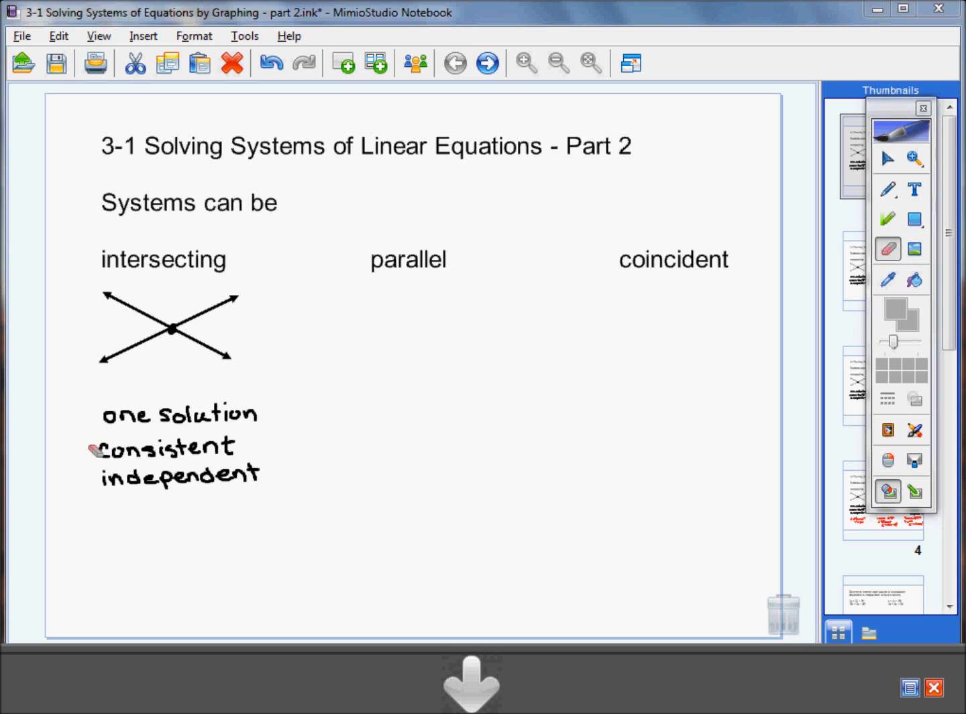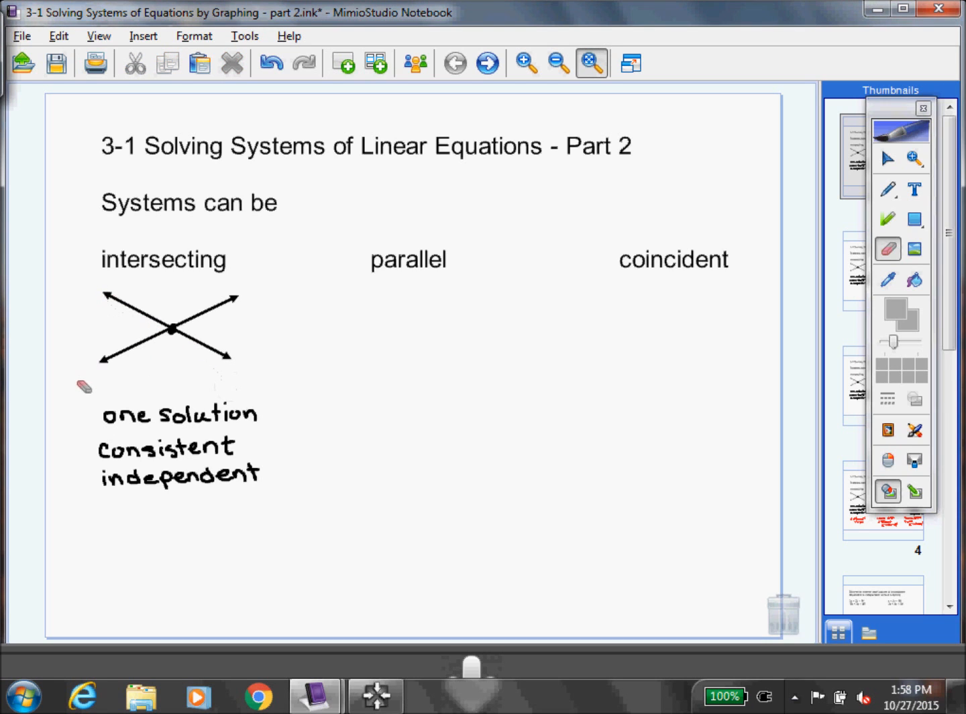Consistent means that there's at least one solution. Independent means that one line is doing its own thing, the other line is doing its own thing. The only thing they have in common is that one point that's the solution. So this particular scenario where they're intersecting would be called consistent and independent.